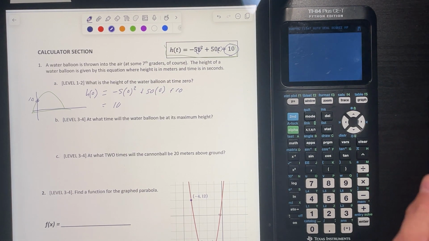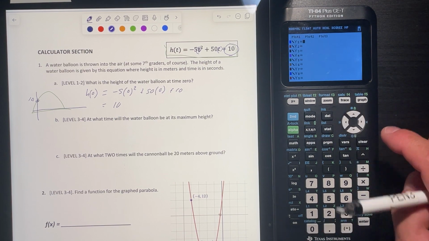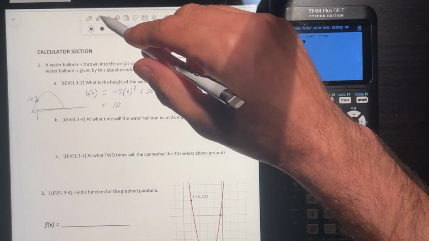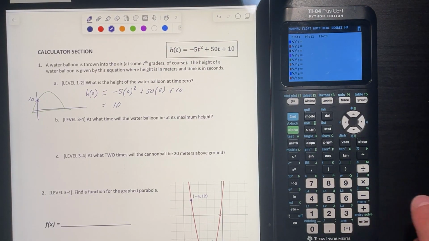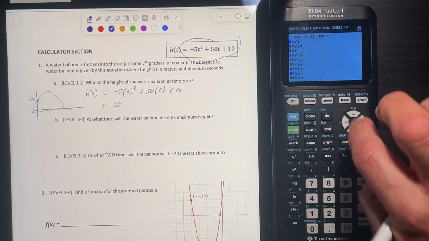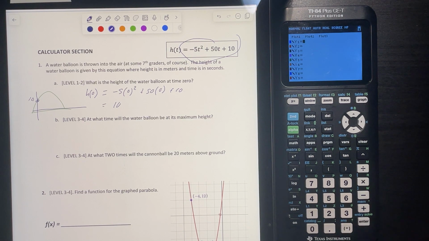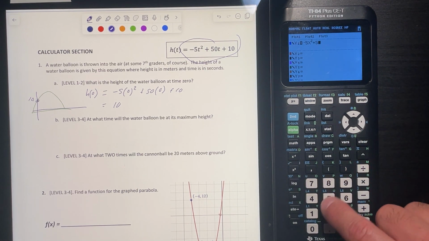Well, we can go find the maximum. You can find the maximum manually, and that's fine, but I want you to also be able to do it digitally. So we're going to put this into our calculator. So you go to y equals, and then we're going to use this negative button. Don't use this minus, so use -5x, this guy's the x, squared, plus 50x, plus 10.